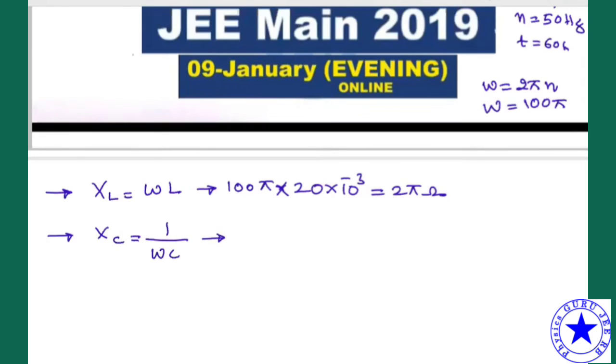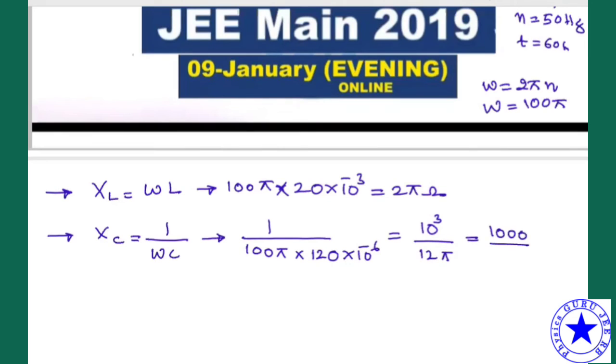Next, XC is 1 by 100 pi into C. C is 120 microfarads, 10 to the power of minus 6. If I calculate here, it is 10 to the power of 3 divided by 12 pi, or I can write this as 1000 divided by 12 pi. We can keep it like this. This is in ohms.